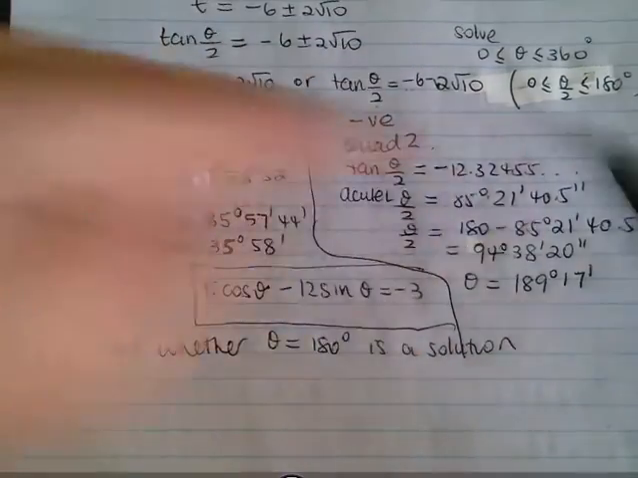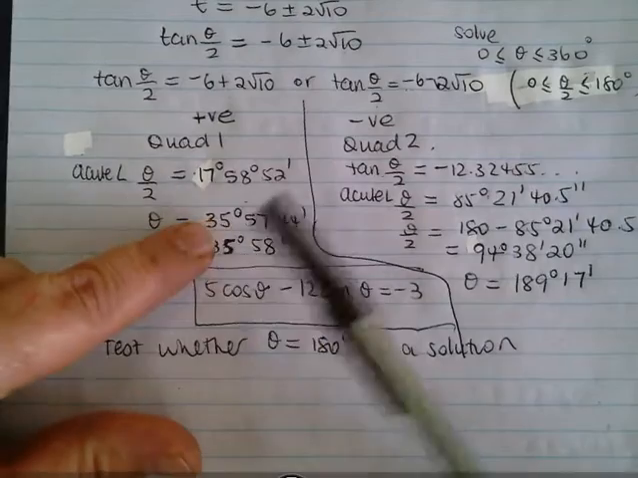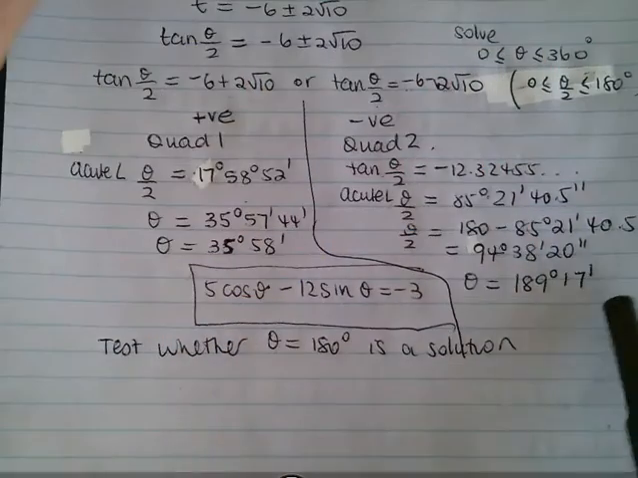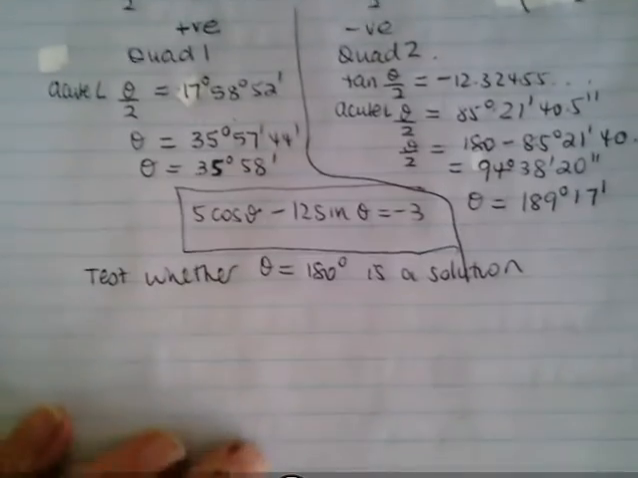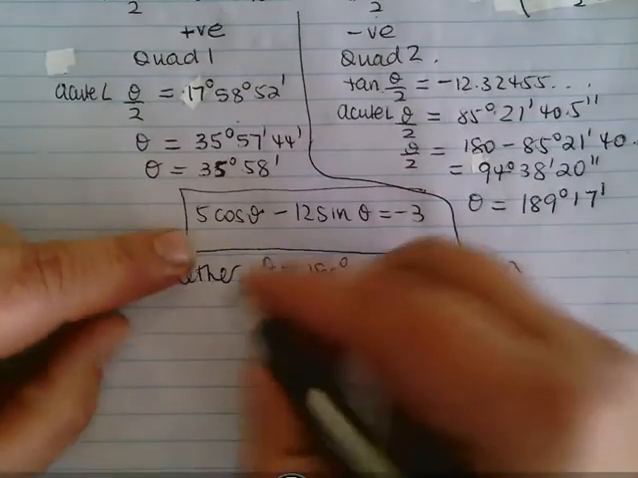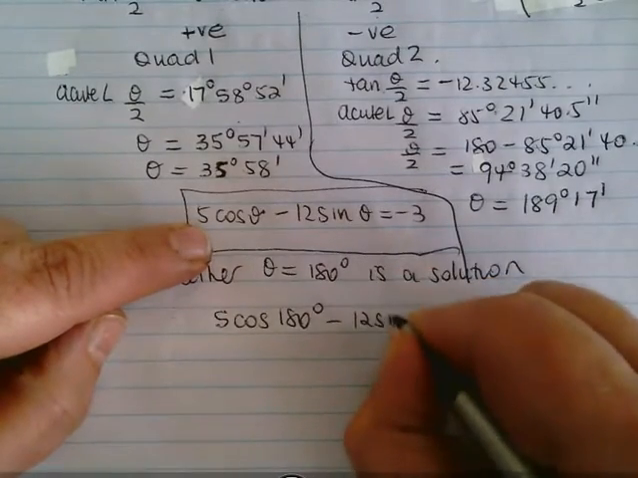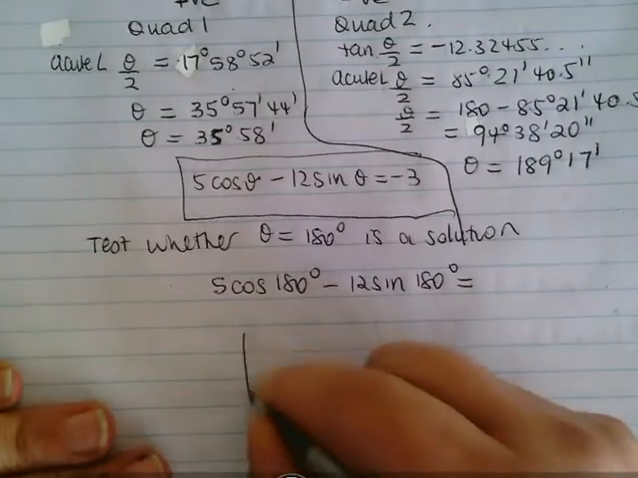You know how you got these 2 results and we just quickly checked them and they worked? We put 35 degrees, 58 minutes in there and we got negative 3. And we put 189 degrees, 17 minutes into there and we got negative 3. They're definitely solutions. So we have to test whether theta is 180 degrees is a solution. So we just go 5 times the cos of 180 degrees minus 12 times the sine of 180 degrees. Let's work out what that is.